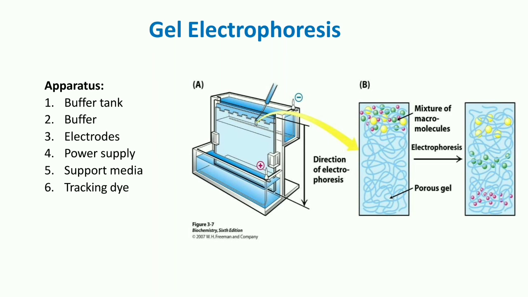So this is the diagram of the electrophoretic apparatus. As you can see, the plastic buffer tank contains the buffer as well as the gel. There are two electrodes, a cathode and an anode, which are connected by an external power supply. The gel is a supporting matrix which will help in separation of the macromolecules, in our case proteins. These separated proteins are then visualized with the help of a tracking dye.